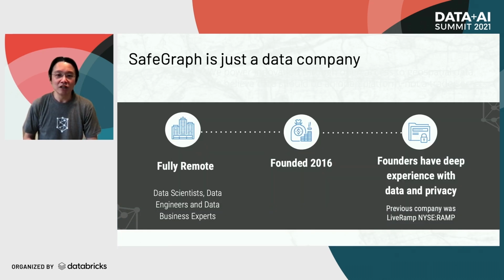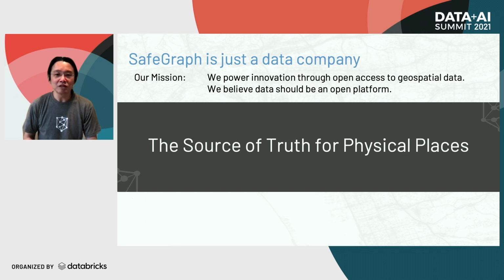So SafeGraph is just a data company. It's fully remote. It was founded in 2014, and the founders have deep experience with data and privacy. Our mission here is to focus on powering innovation through open access to geospatial data. And we aim to be the source of truth for physical places.